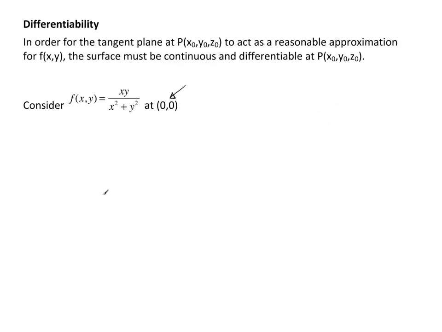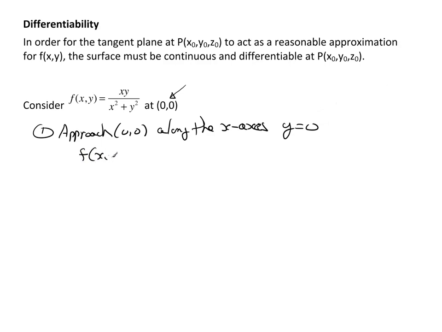So the first thing I'm going to do is approach the point 0, 0 along the x-axis. That means that obviously y is equal to 0. And for that, f(x, y) is also equal to 0. So obviously the partial is equal to 0.